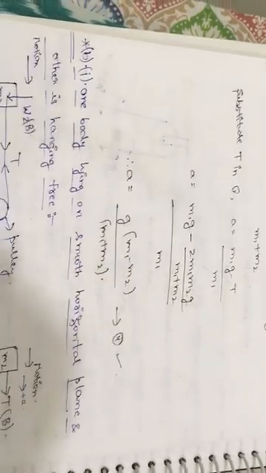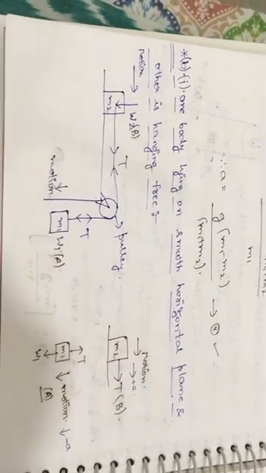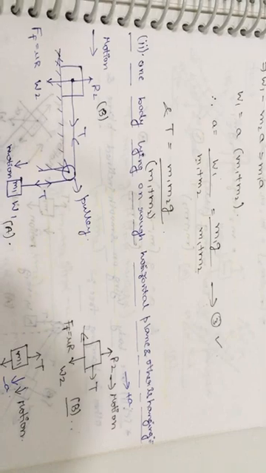Once again, see all the types. Here, motion of the connected bodies. First type is two bodies hanging free. Second type, again two types are there. One body lying on the smooth horizontal plane and the other hanging free. Second type is one body lying on the rough horizontal plane and the other hanging free.